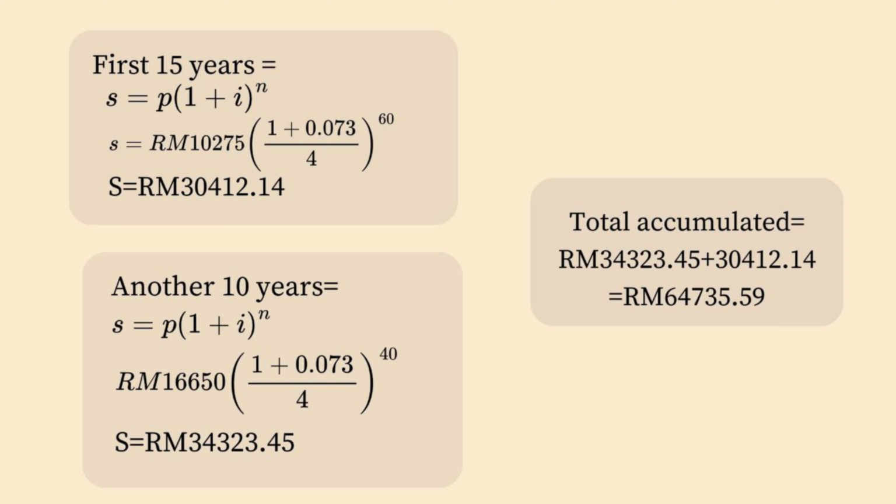So we are going to calculate another 10 years using the same formula. S equals P in bracket 1 plus i to the power of n. So our P is 16,650 ringgit, 1 plus 0.073 over 4 to the power of 40. And our S is 34,323 ringgit 45 cents. So our total accumulated for the first 15 years plus another 10 years is equal to 64,735 ringgit 59 cents.